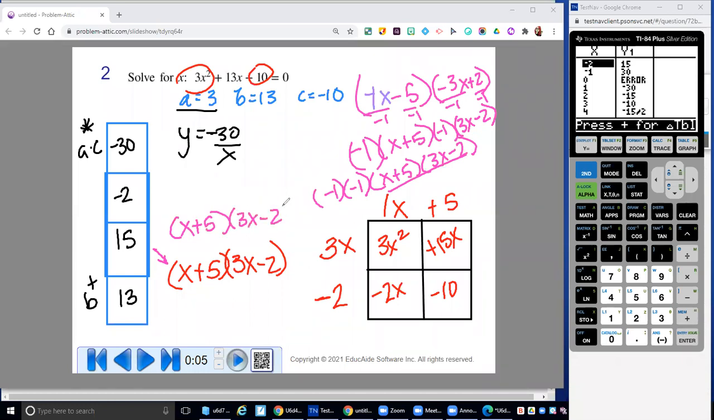So please don't get discouraged. If you're on a test and you end up with something like this and it looks right, but all your signs are completely different, you probably got it. Try factoring out a negative 1. Okay. Any questions on that?